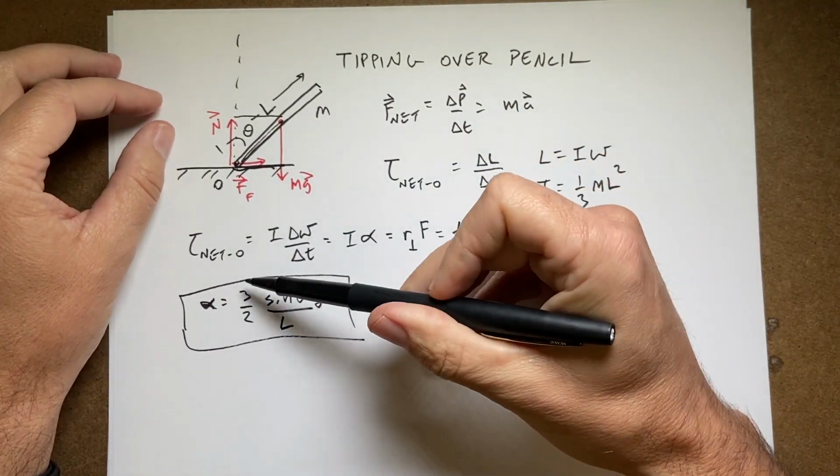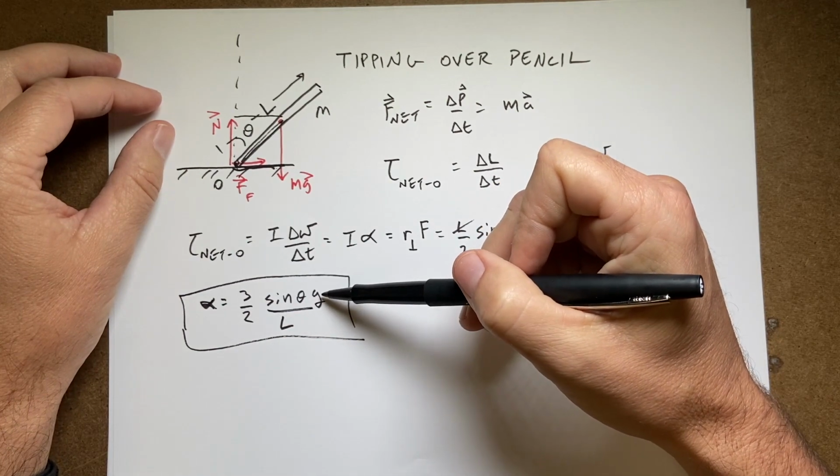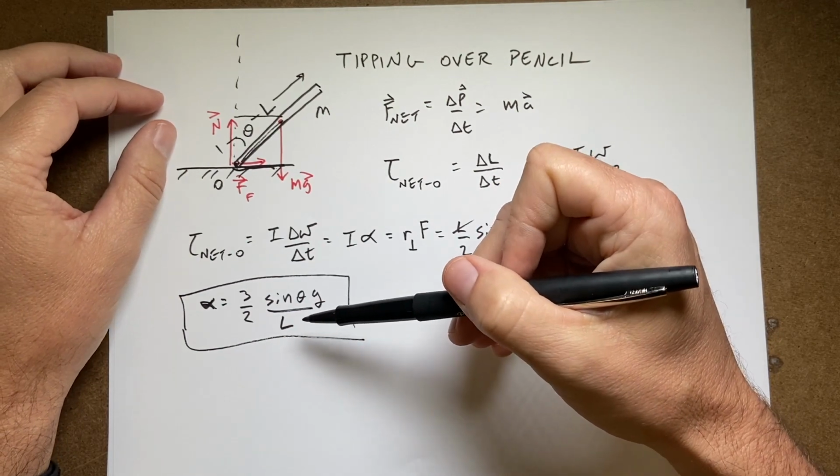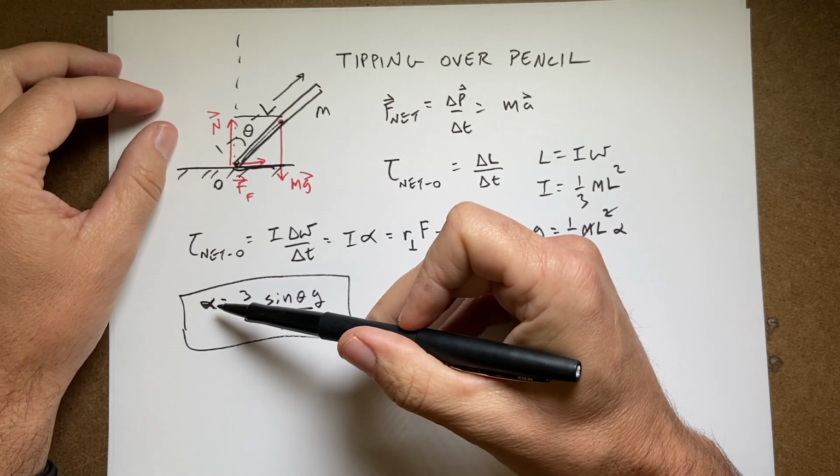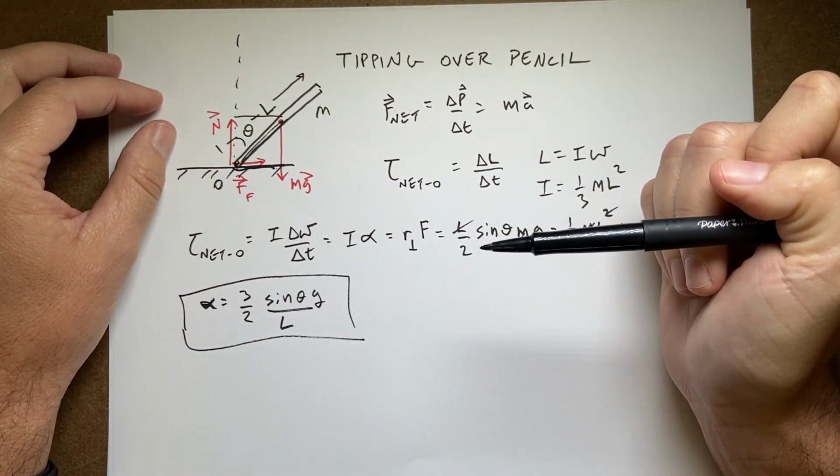That's important. We could check the units. This is going to be meters per second squared divided by meters. It does give me 1/second squared, which is radians per second squared. That's the right unit. So this looks like it works.